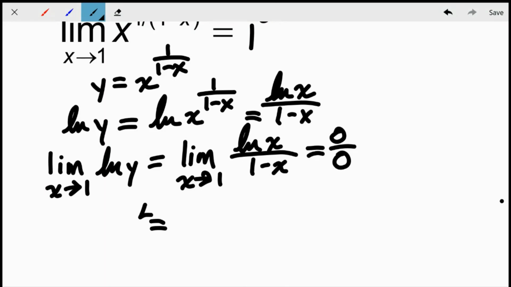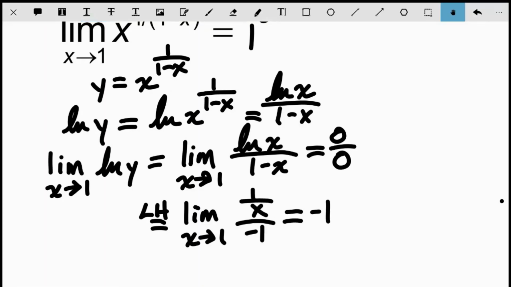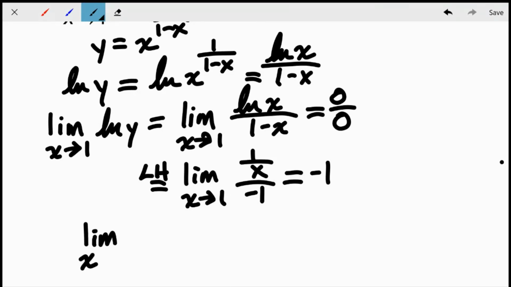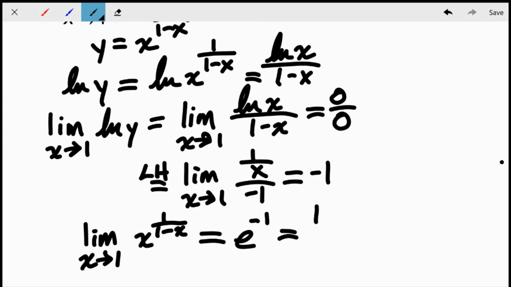So now at this point, I can use L'Hopital's rule, and I've got the limit as x approaches 1, and it would be 1 over x over negative 1. Plug 1 into that, and you can see we're going to get negative 1. Now, remember, that's not going to be the solution for the original problem. This is the limit of the natural log of the function. So what I need to do is convert back. If I want the limit as x approaches 1 of x to the 1 over 1 minus x, I've got to remember the opposite of taking a natural log is taking an exponential and raising it to that power. So this would be e to the negative 1 or 1 over e.